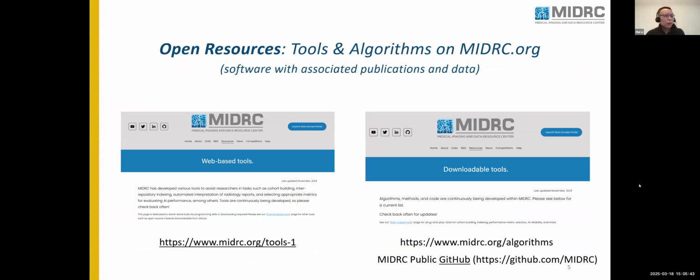Good afternoon, everyone. Today, I'm going to talk about open resources, tools, and algorithms on midrc.org with my colleague Jordan together. There are 2 types of tools developed by MIDRC researchers. One is a web-based tool, such as metrology decision tree and AI reliability tool. The other type is a downloadable tool, such as RAG tool and the stratified sampling tools, which can be downloaded through MIDRC public GitHub page. Next, please.